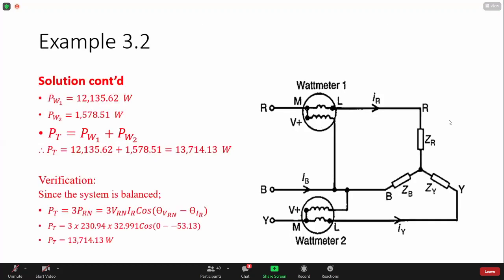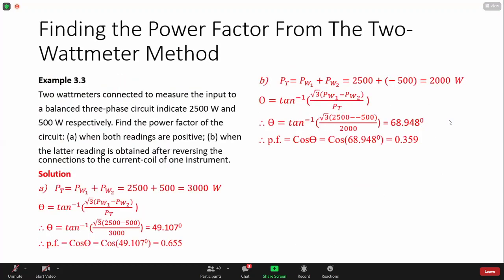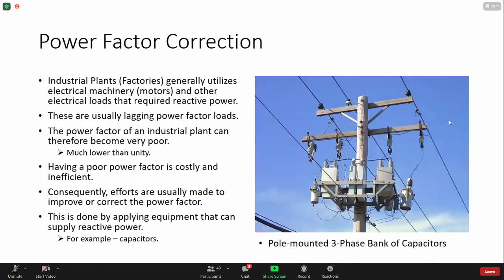All right, power factor correction. Any questions on finding the power factor from the two wattmeter readings? Supposed to be fairly straightforward. Yes, sir. Pretty straightforward. Right.